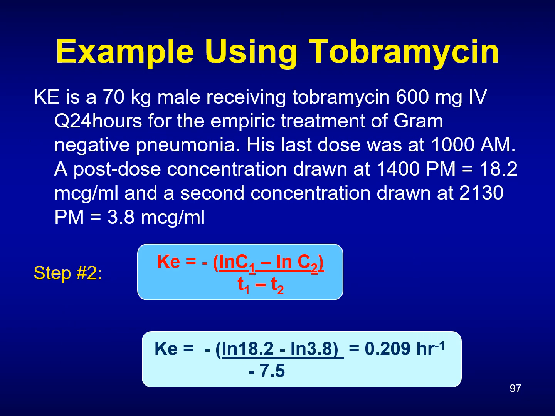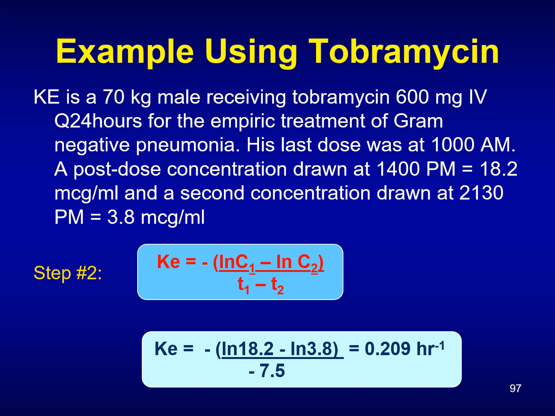An example to illustrate what we just talked about. KE is a 70 kilogram male receiving tobramycin 600 milligrams every 24 hours for the treatment of gram-negative pneumonia. His last dose was at 10 a.m. A post-dose concentration drawn at 14:00 equals 18.2, and a second concentration drawn at 21:30 equals 3.8. So again, we have C1 and C2 as well as the times at which they were drawn, which are T1 and T2.